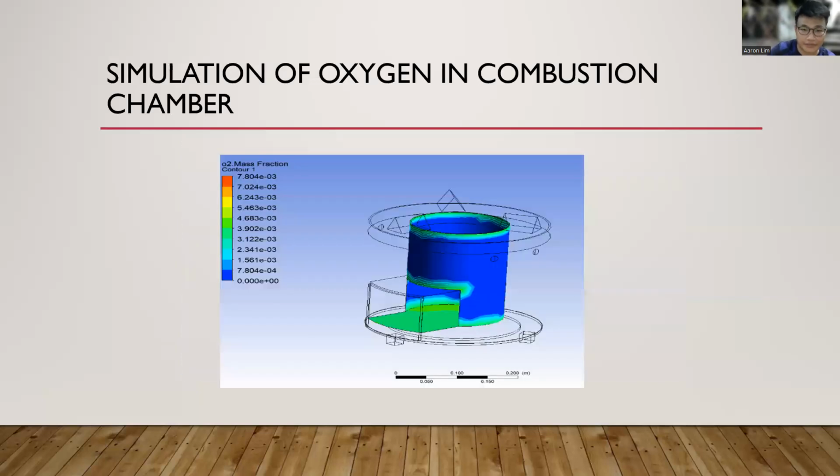As you can see, this combustion chamber is very efficient. Why? In this simulation of oxygen in the combustion chamber, you can see the oxygen is close to zero, which means all the oxygen is used up for the burning.